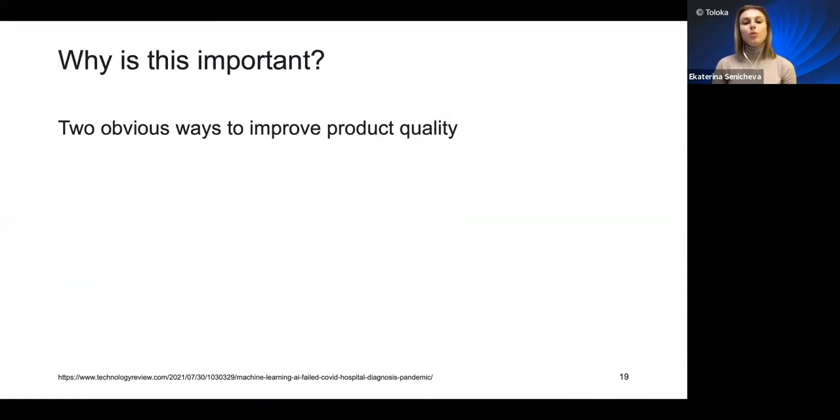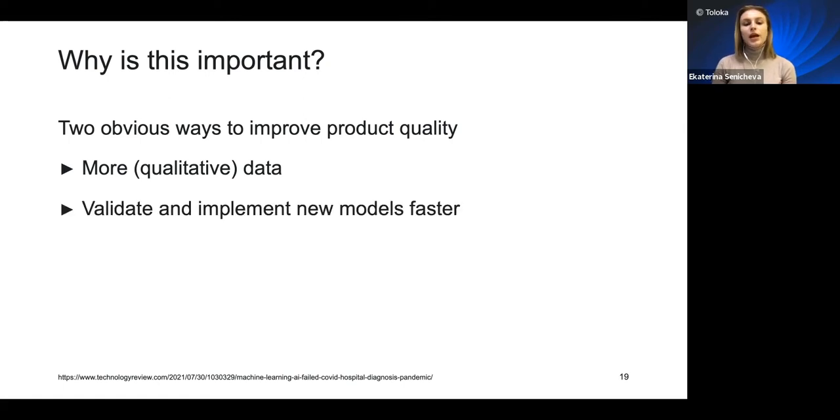So there are two obvious ways to improve product quality. The first one is working with the data, so to have more qualitative data of a better labeling quality. The second one is being able to validate and implement new models faster. As you have seen from the past two examples, it is extremely important to collect more data, but what is more important and crucial is to have high quality labeling and fast integration of data into production.